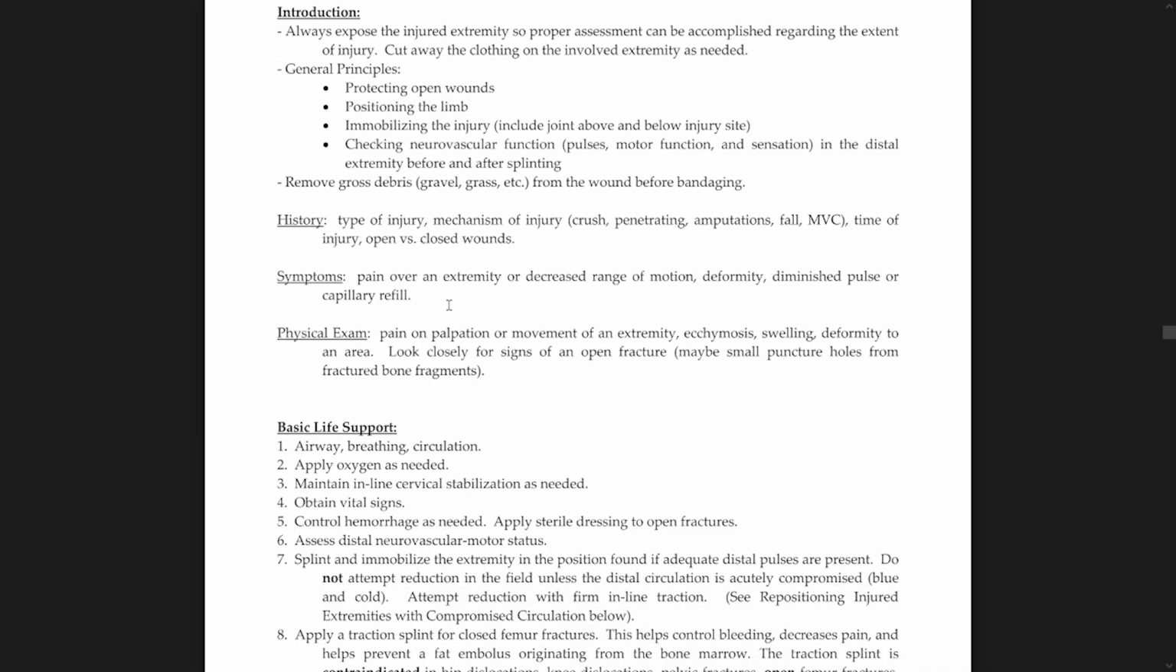For the history, you want to check the type of injury, the mechanism of injury, if it's crush, penetrating, amputations, a fall, or a motor vehicle collision, the time of injury, and if it's an open versus a closed wound. For symptoms, you want to check to see if there's pain over an extremity or decreased range of motion, a deformity, diminished pulse, or a capillary refill.